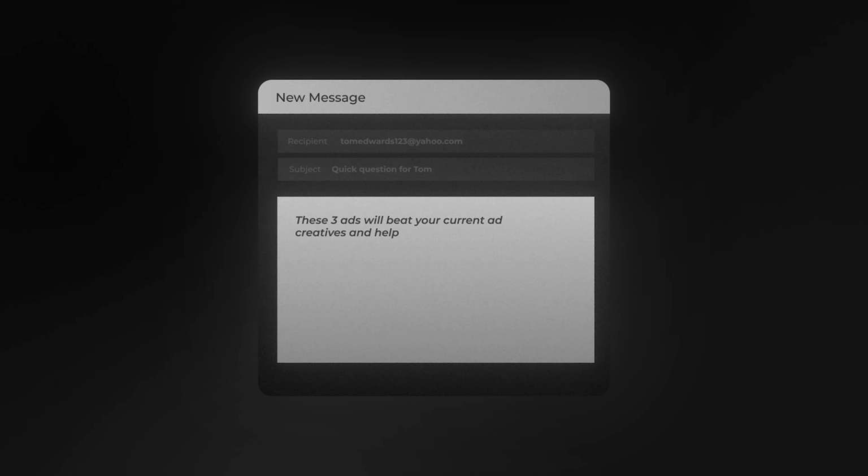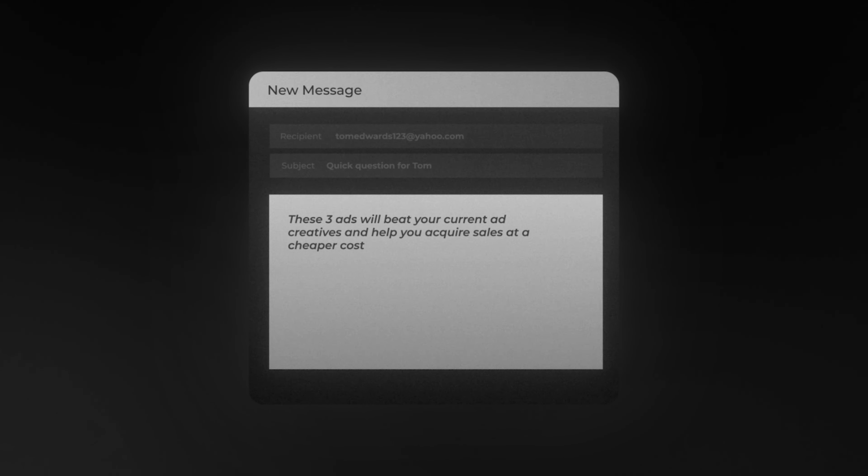For example, if I was to put that into an offer, it could be something like, these 3 ads will beat your current ad creatives and help you acquire sales at a cheaper cost. Now to make it resonate even more, we can include a specific case study within their same industry, or name drop whatever their closest competitors are doing. For example, your competitors are currently running XYZ ads. We can do the same for your company.